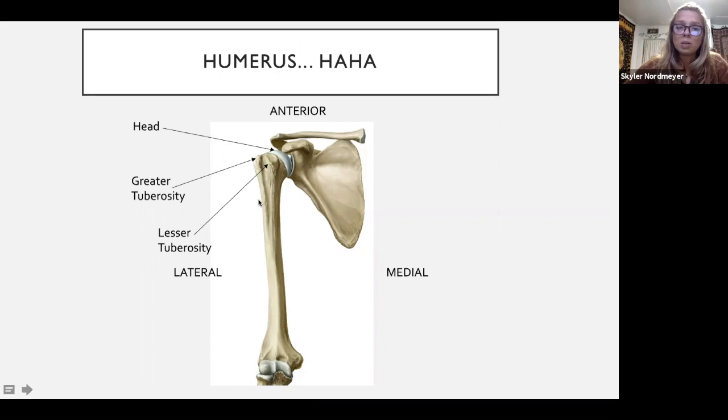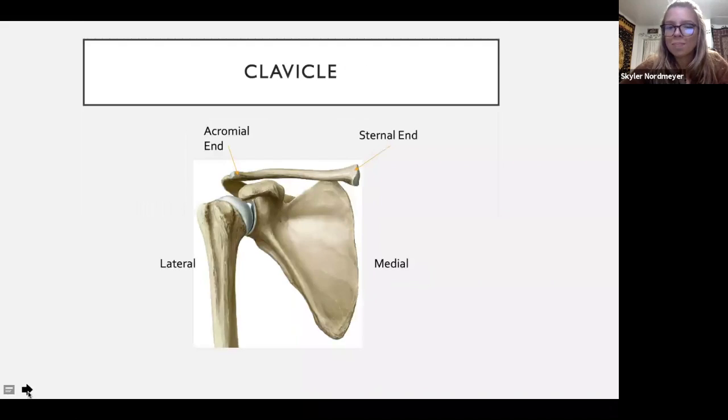And we continue because you keep probably seeing this little bone right here and you're like, what is this? It keeps showing up in all her pictures, but she's not talking about it. Don't worry, we're going to talk about it. This is called the clavicle. There's the acromial end. Funny, it actually attaches to the acromion process on the scapula.